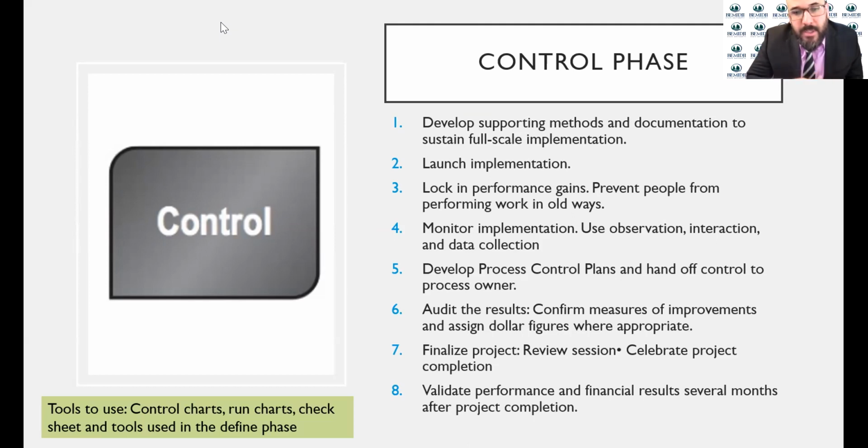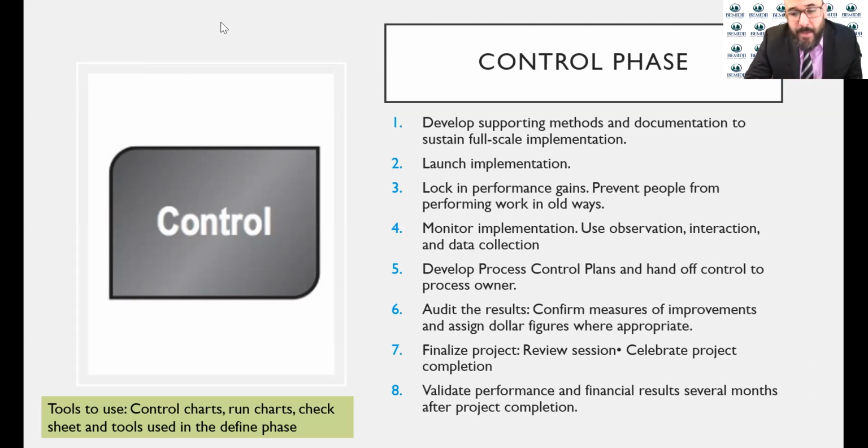When you launch the implementation, you probably want to train these people, and make sure to monitor them. You know, it's hard to switch from the bad habit to a new habit, from the old process to the new process. So in this phase, what you need to do is to monitor the implementation through observation, interaction, and collection of data, and prevent people from doing the old ways of doing things. You probably want to do a process control plan, such as process control charts.